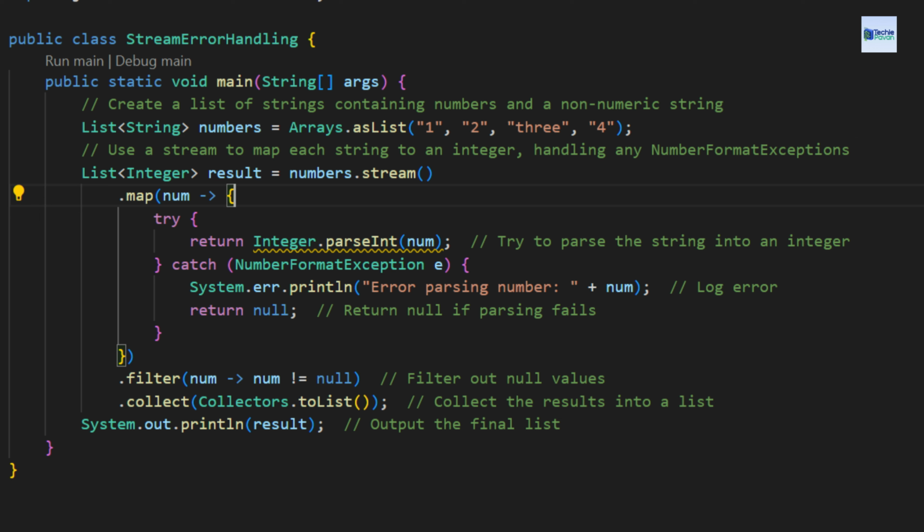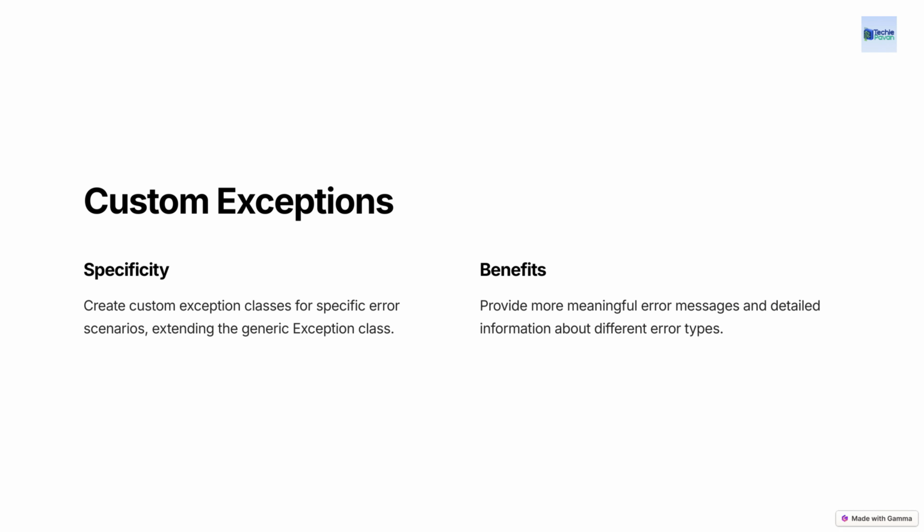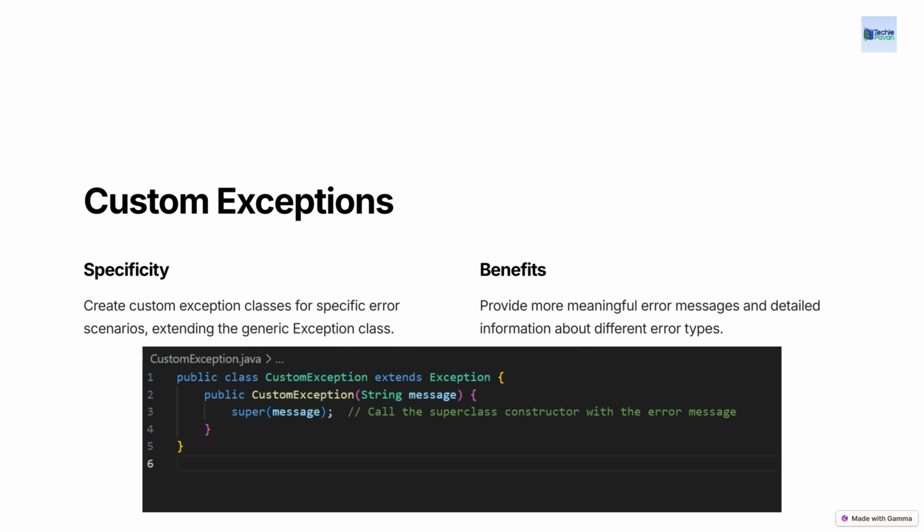2. Custom exception handling. In some cases, it might be beneficial to handle specific exceptions. For example, if you're working with different types of errors, creating custom exceptions can help. Let's see how you can design your own exceptions. In this case, we define a custom exception class, CustomException, that extends the generic Exception class. In an interview, you can explain that custom exceptions allow you to have more meaningful error messages and provide specific information about different error scenarios.